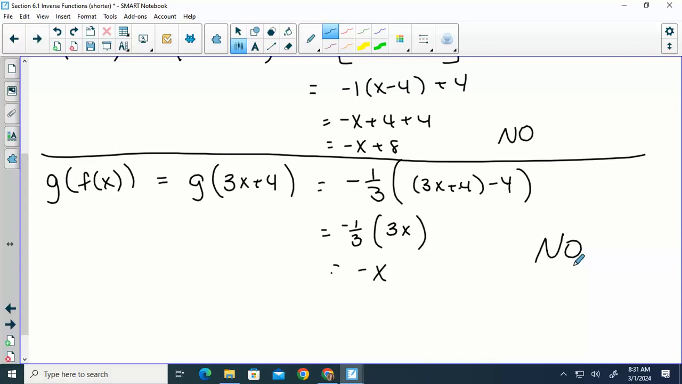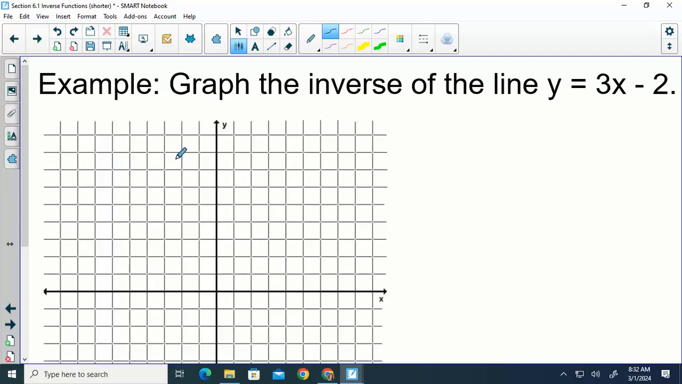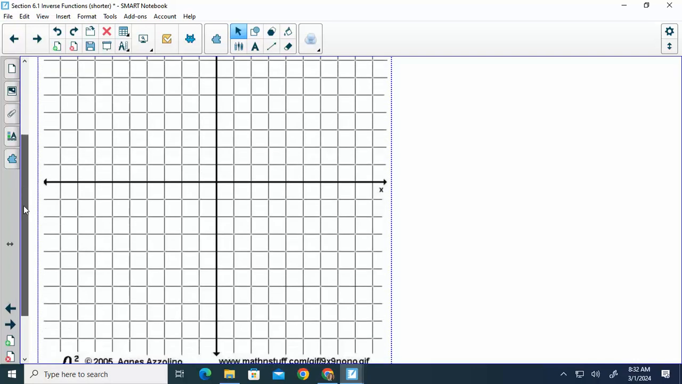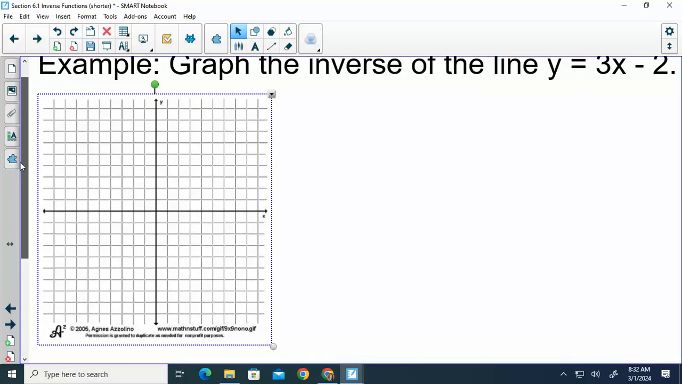All right, we are going to do 3 more slides, and then we're done for today. So, because inverses flip x and y, when you're looking at a graph, all the ordered pairs just flip the x and y. And so that means they are symmetric across the line y equals x, the identity line. So if I ask you to graph the inverse of the line y equals 3x minus 2. All right, we haven't really talked about how to find an inverse yet. We'll do that on Monday. But we could graph a line. We know how to do that.